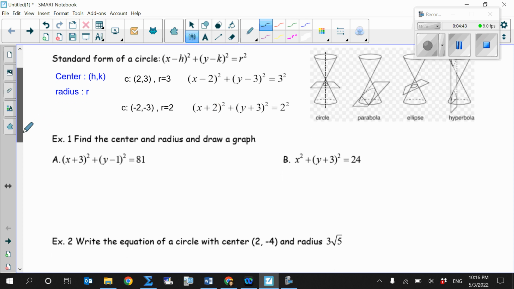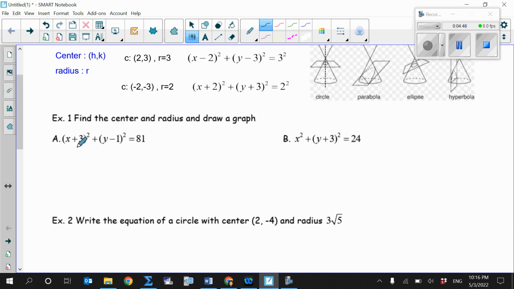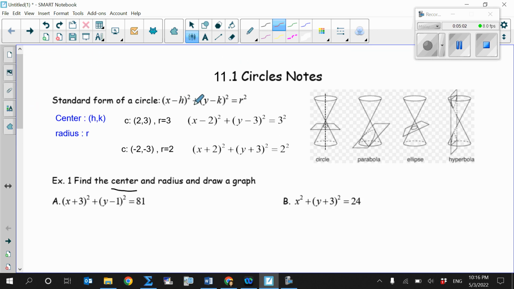Now, let's look at the example that we have here. We have (x plus 3) squared plus (y minus 1) squared equals 81. And we want to find the center and the radius of this circle. So if you look at the standard equation, it's (x minus h) squared, and we have x plus 3. So I need to see what is that h value that is subtracted from x. And as you see, this could be x minus negative 3.